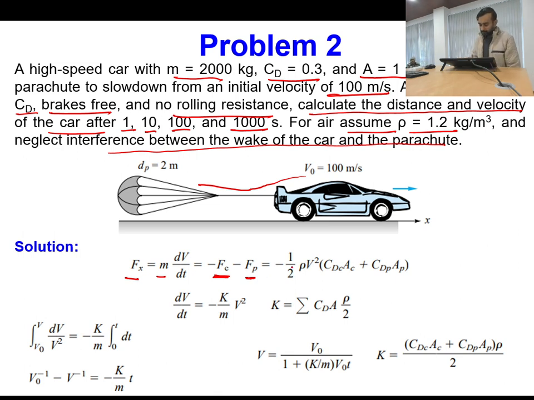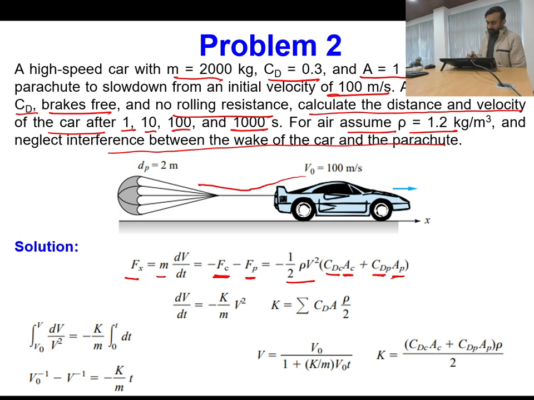So this is equal to, how do we write drag force, half rho v square, so minus half rho v square into CD of car times area of car and CD of parachute times area of parachute. Are all clear with this idea?